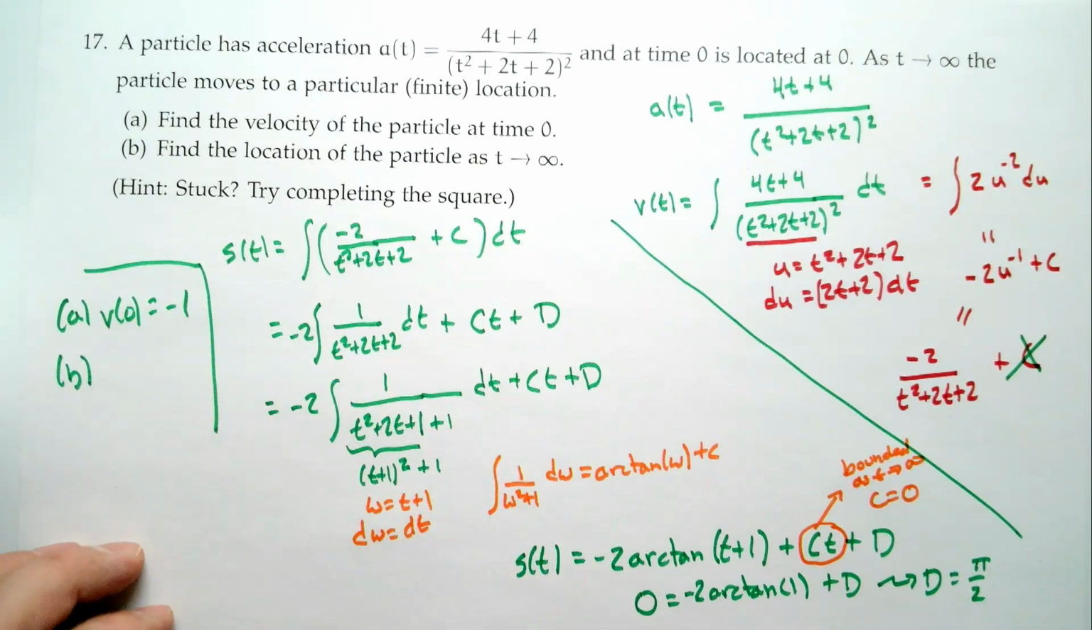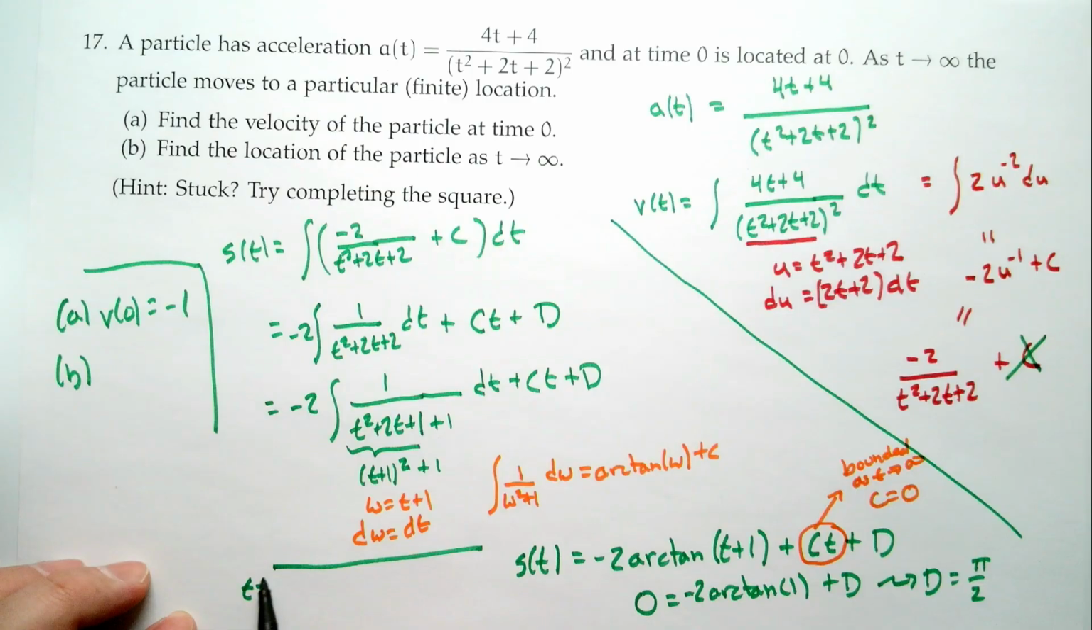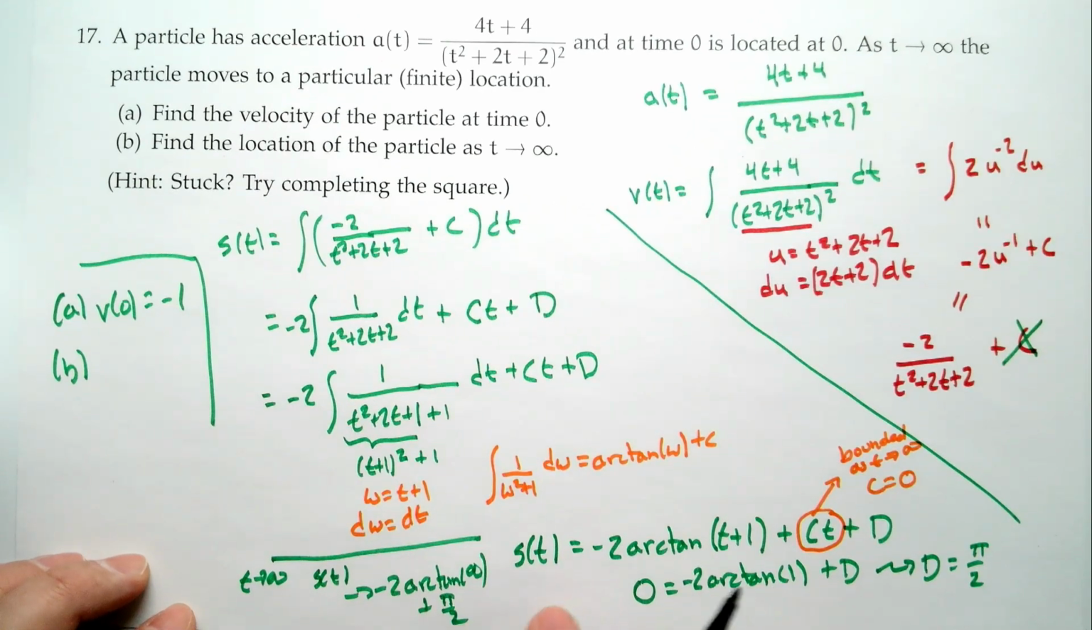Part B, where is the location as t goes to infinity? Well, our location is negative 2 arctangent of t plus 1, plus pi over 2, of s of t. What do we have? Essentially, we're going to negative 2 arctangent of infinity plus pi halves, right? Now, of course, you should rightly object, say, hey, Steve, there's no such thing as arctangent of infinity. You just made that up. Yeah, I did. But the idea works.